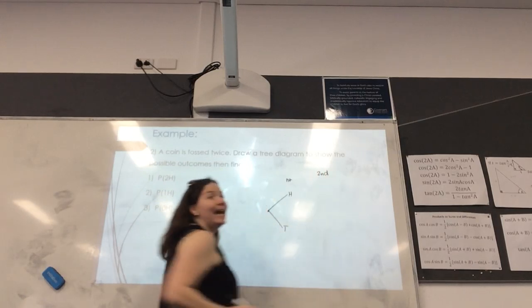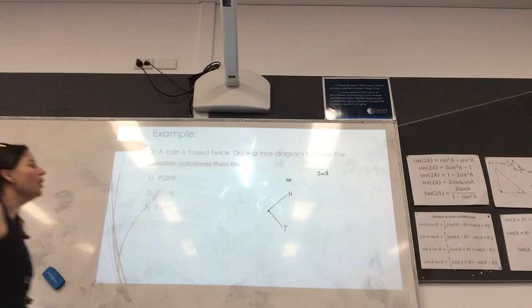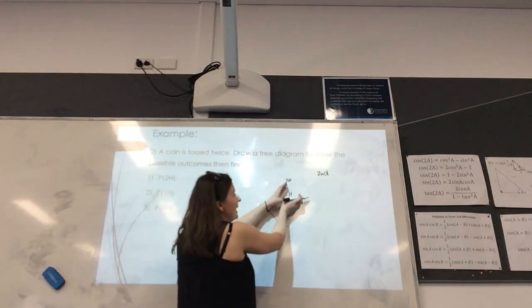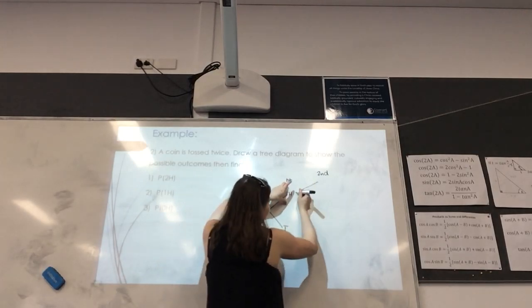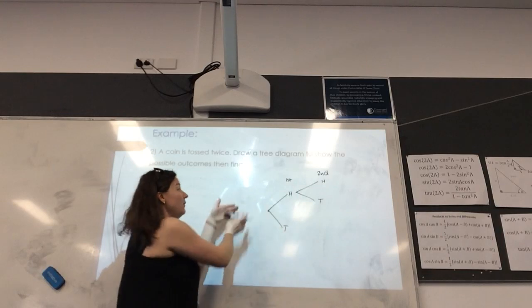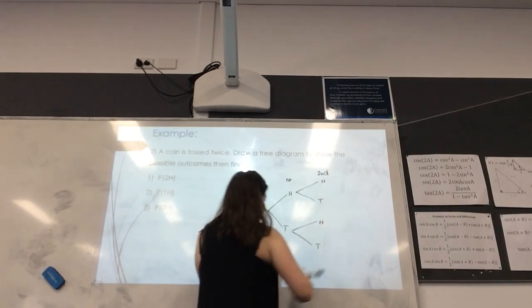Okay, now you have the second coin toss, okay? And so you have to follow each path. If I tossed a head first, then I could toss a head or a tail. We okay with that? If I tossed a tail first, then I could toss a head or a tail.